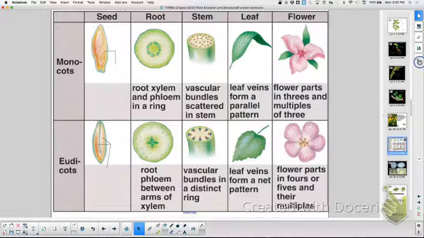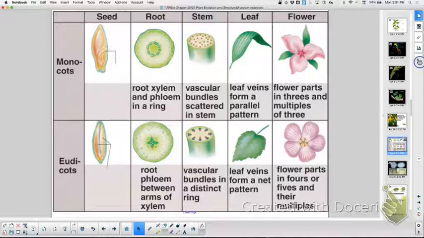the seed leaf. Remember, monocots and eudicots all have seeds. So do gymnosperms, right? Angiosperms still have seeds, but they also have a flower, okay? So if you take all the flowering plants and their seeds, you either have monocots or eudicots.